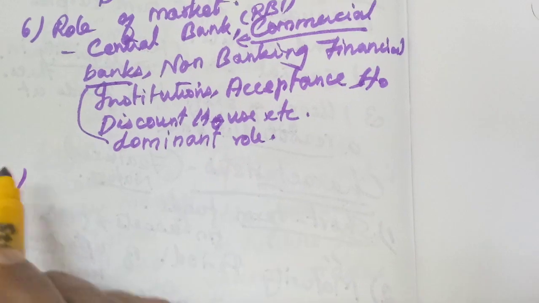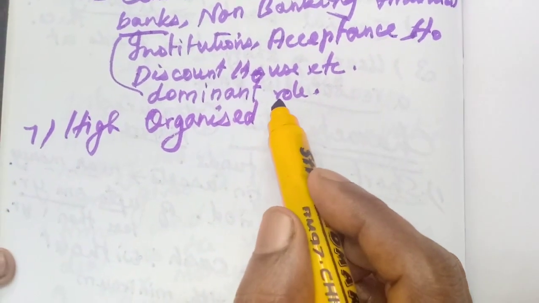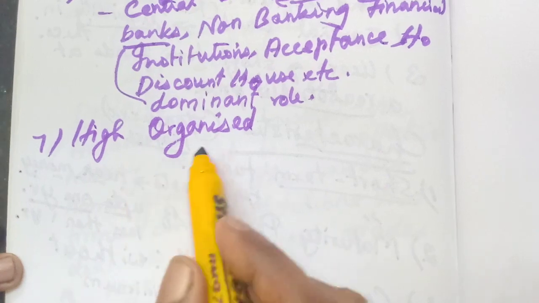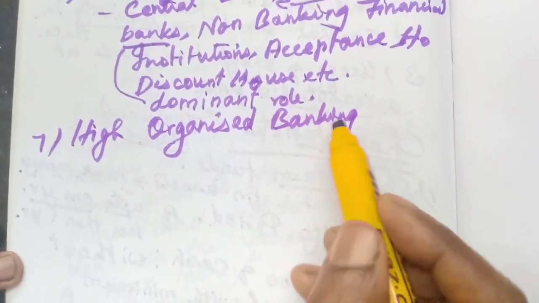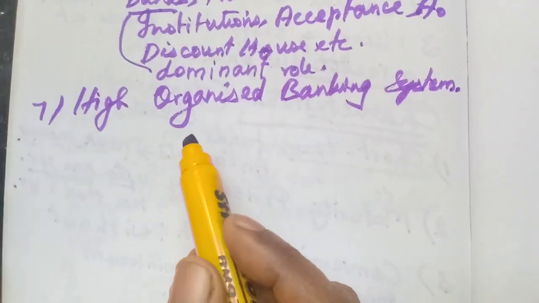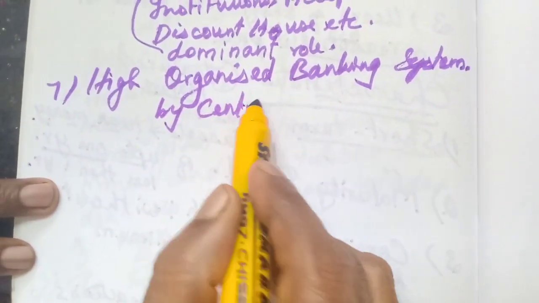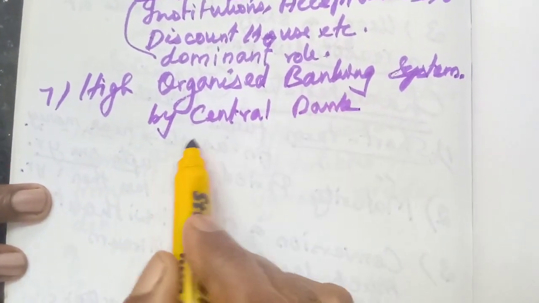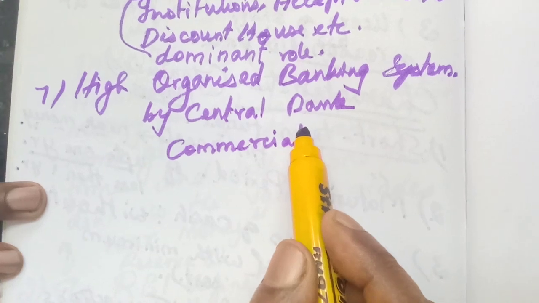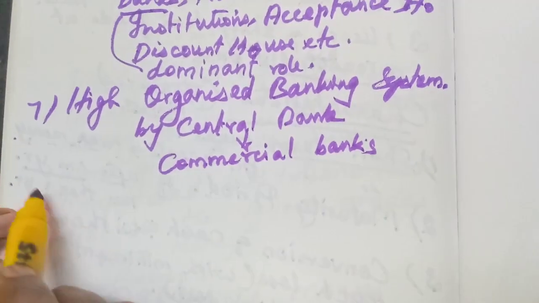Then the next one, highly organized banking system. Because all the banks involved in this money market, including the central bank, make it truly a highly organized banking system, isn't it? Not the private people. It is organized by the central bank. And who plays the main role? The commercial banks. So it is highly organized by the central bank. All the segments of the money market, everything is organized by the central bank. So there is a highly organized banking system.